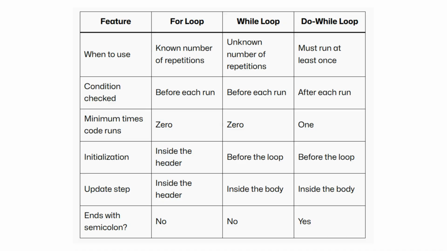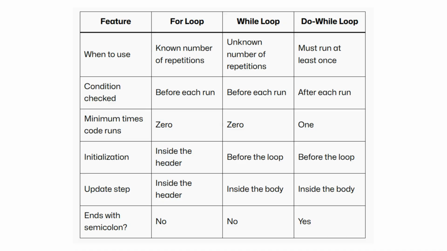And finally, look at the last row, ends with semicolon. This is a small but very important detail that beginners often miss. The for loop and the while loop do not end with a semicolon after the closing bracket, but the do while loop is different. It ends with a semicolon right after the while condition. If you forget that semicolon, your program will throw an error.